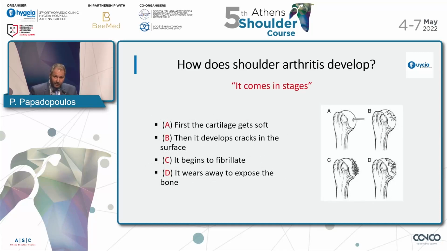So arthritis develops in stages. At first the cartilage gets soft, and then it develops cracks in the surface, and then it begins to fibrillate, and at the last stage, at the end stage, it wears away to expose the underlying bone.